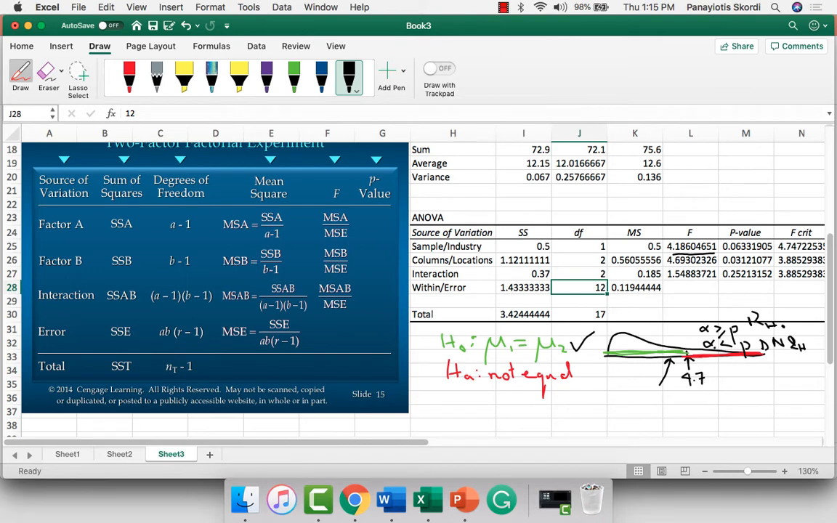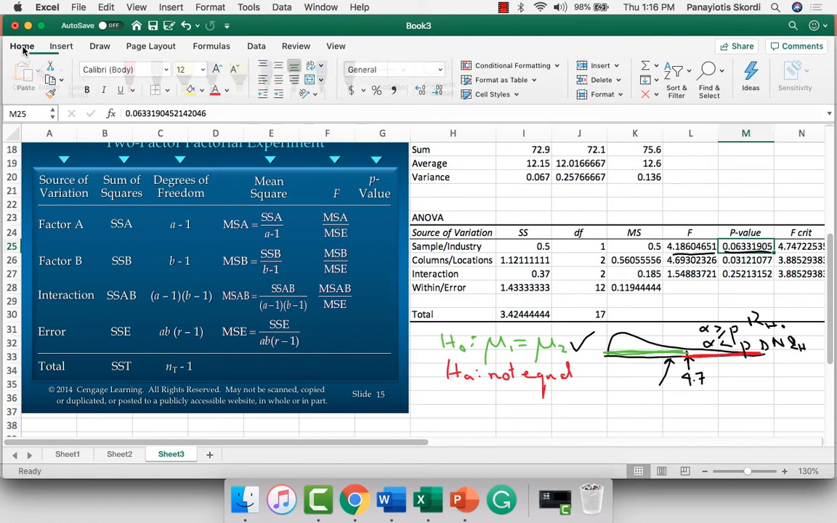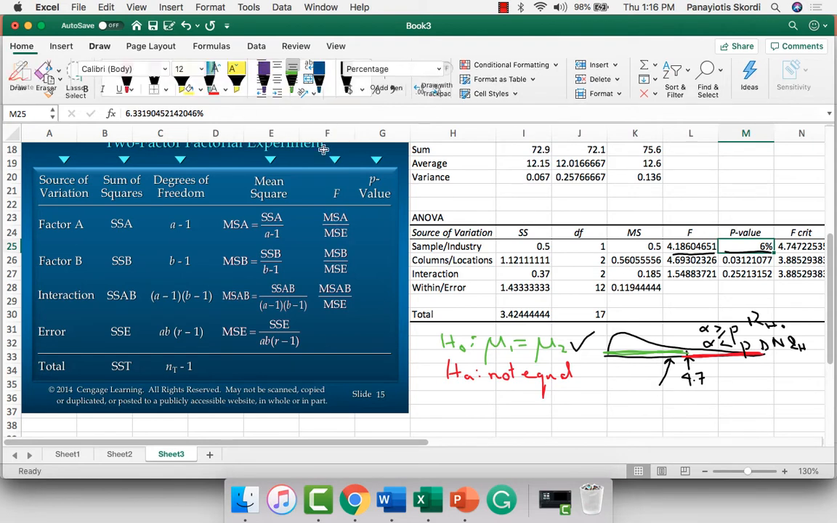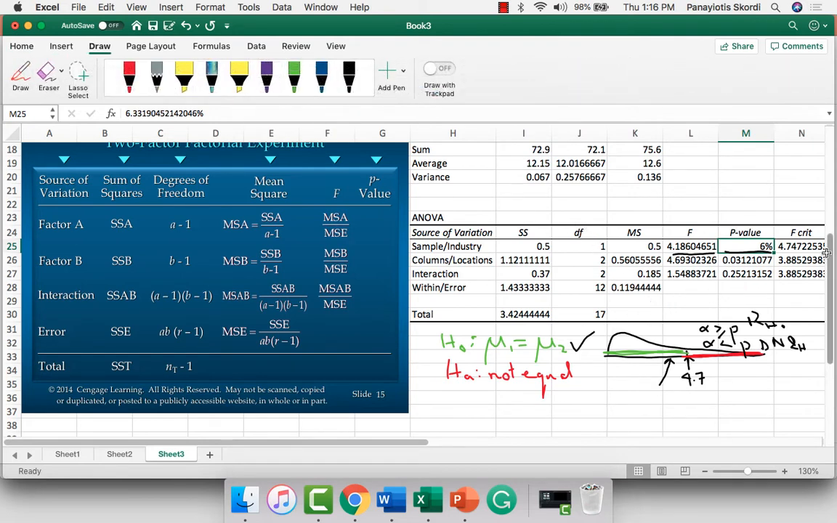But alpha is 5% and the p-value is 6%. Can you see that? The p-value is 6%. If you're not sure that that's 6%, just click on it and go up to it, and then hit percentage on it, and it's going to show you that it's 6%. So you can see from that point that 6% is greater than 5%. So again, it's giving us do not reject. So that's one result.